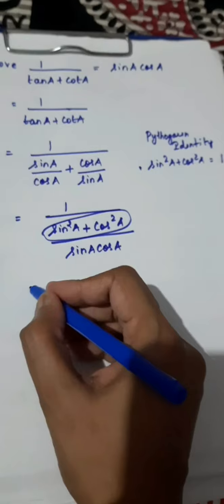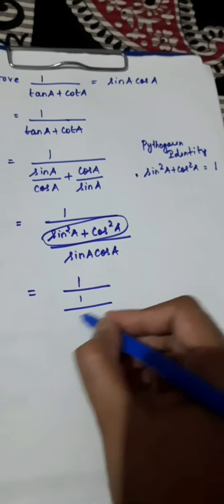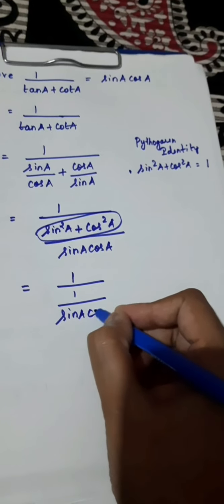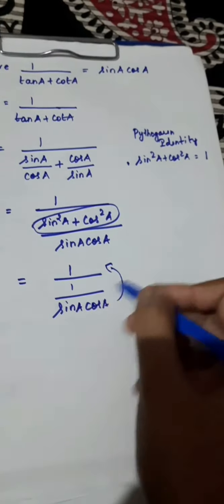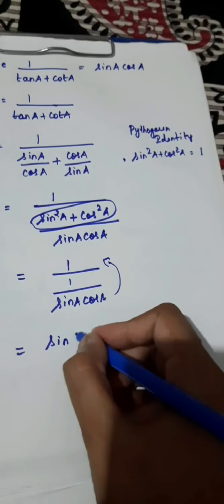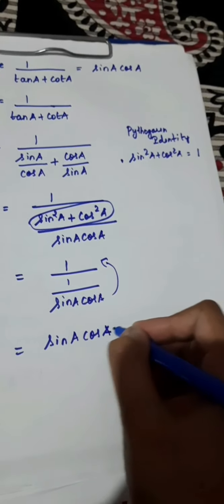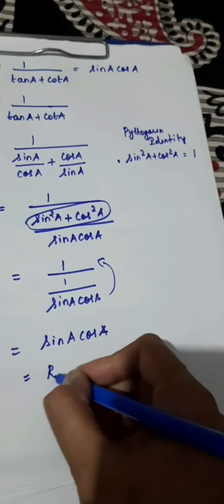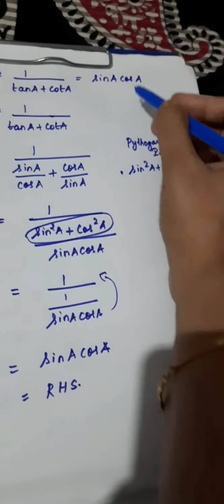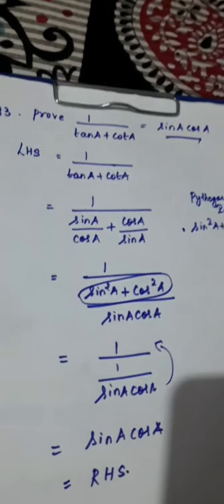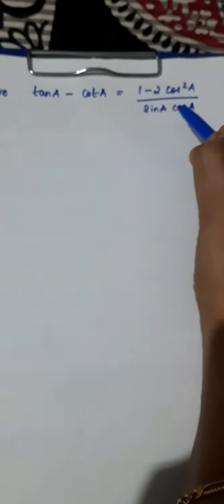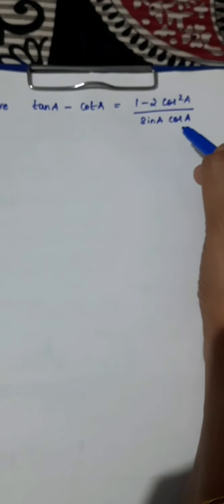This is one of the Pythagorean identities. We do have two more. Answer is sin A into cos A, that is RHS. Hence, proved. Prove tan A minus cot A equal to (1 minus 2 cos square A) by sin A cos A.